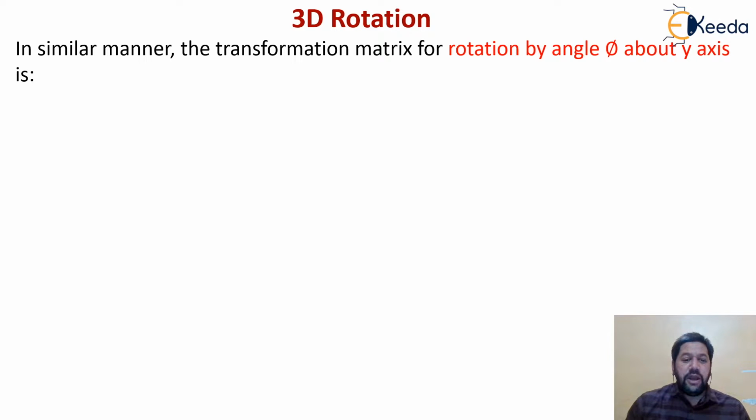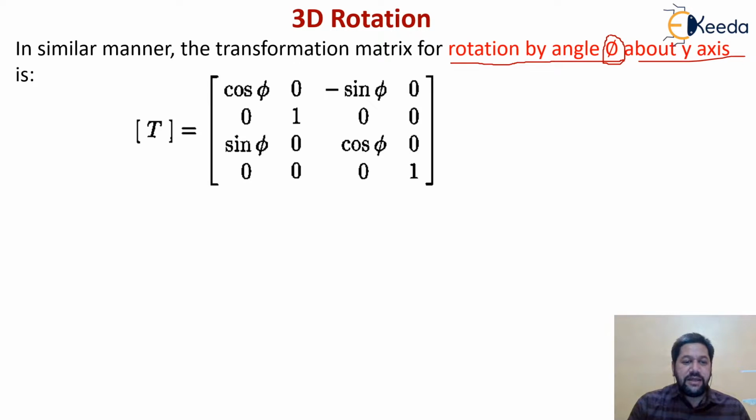In a similar manner, the transformation matrix for rotation by angle phi, where we are only changing the symbol for our understanding, taking phi instead of theta, about the y axis is as follows. Now again I am just repeating the same thing.